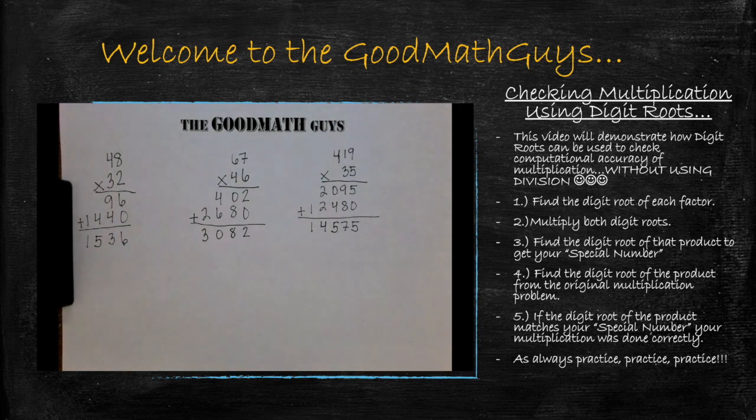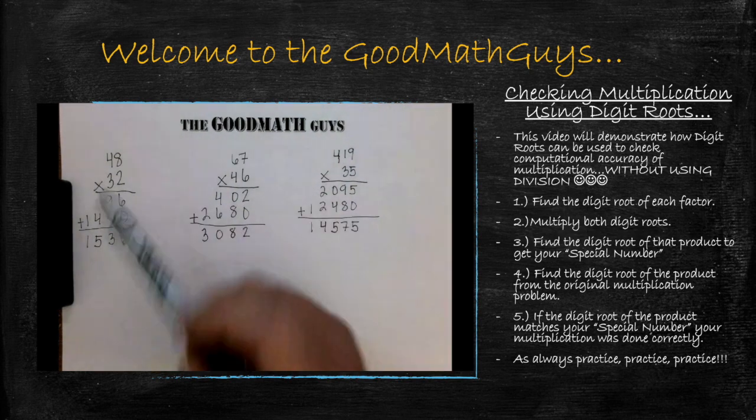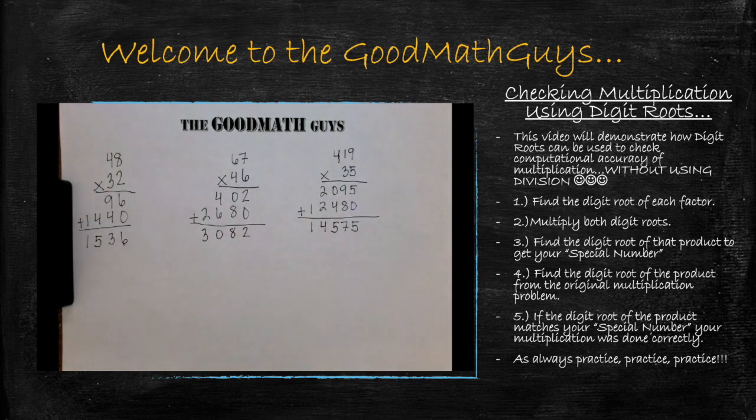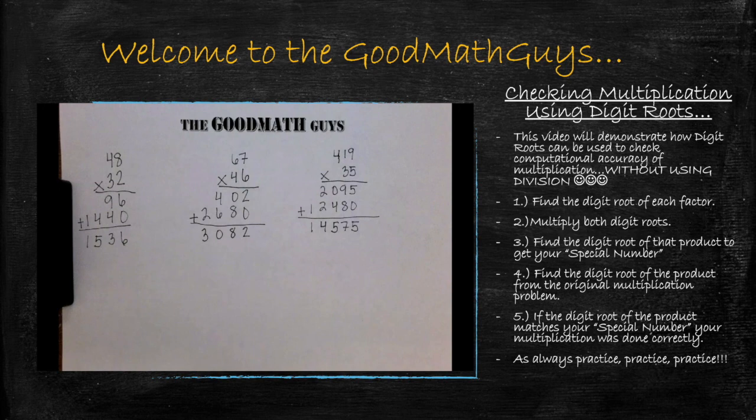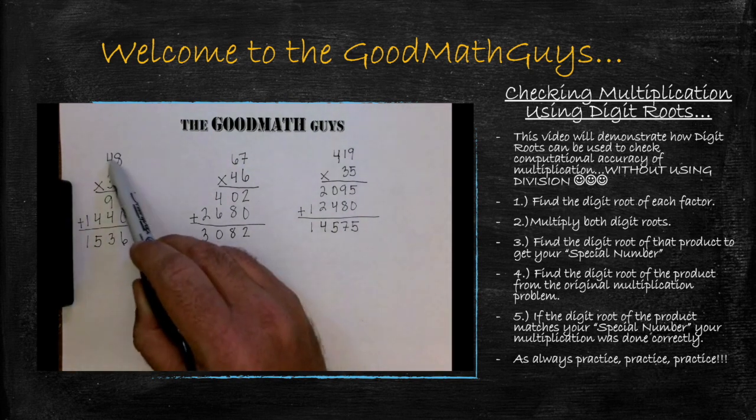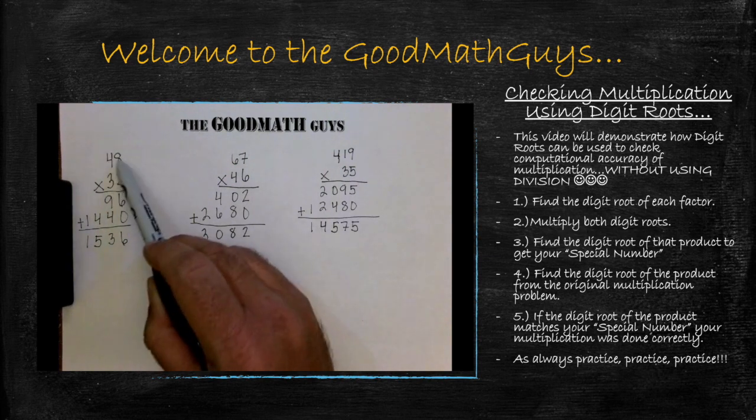I'm going to use digit roots to check the accuracy of these three multiplication problems. Again, if you watched the two previous videos, you can use a method called repeated addition to find digit roots, or you can use a method called casting out nines. My personal preference is when you have shorter problems like these two here, where it's a 2x2 problem, then it's not as necessary to use casting out nines because you don't really have that much addition to do. So for this first factor, we have a 4 and an 8.